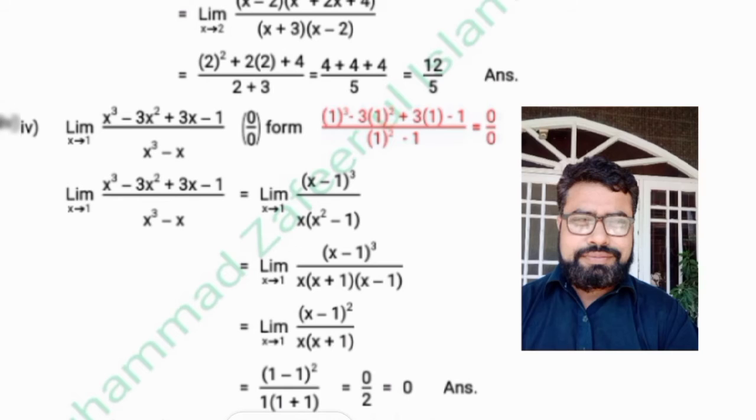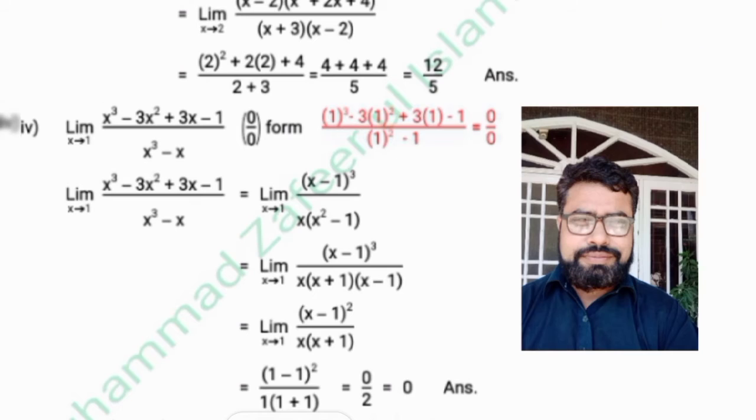We are trying to cancel the terms in the numerator and denominator. As you see in the 3 parts, after the cancellation of terms of numerator and denominator, the 0 by 0 form will be removed. You see that the power of x minus 1 is 3. After cancellation, we have x minus 1 whole square. x minus 1 will be cancelled and we have x into x plus 1 here.